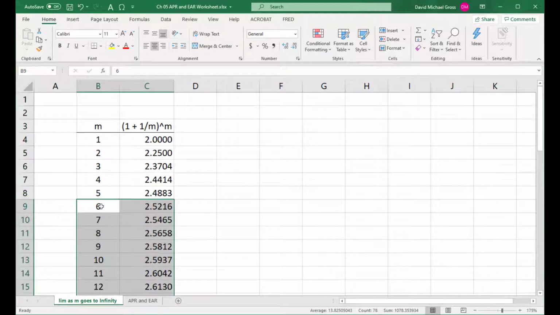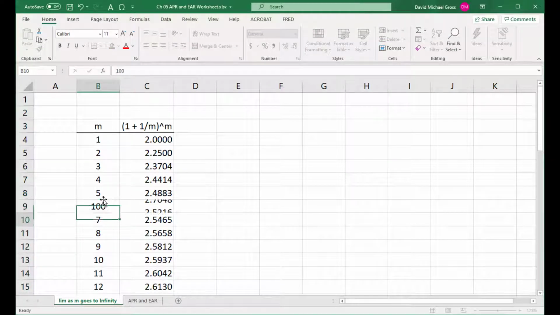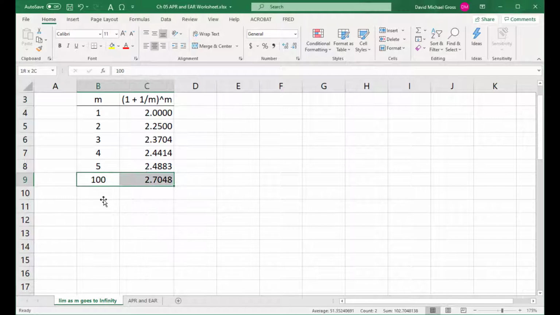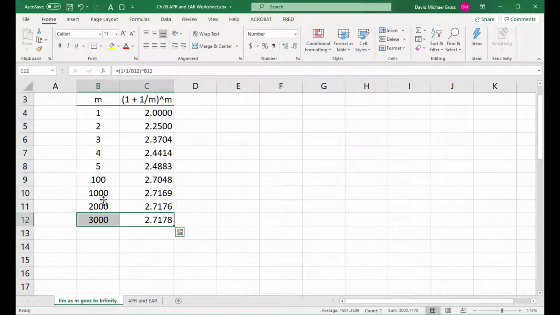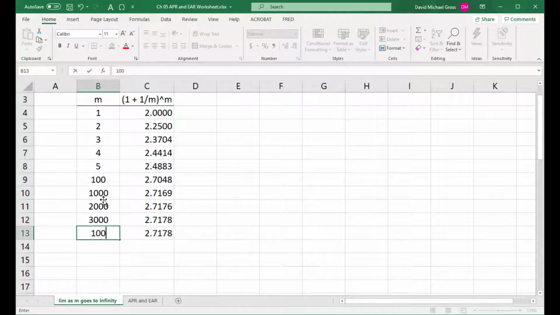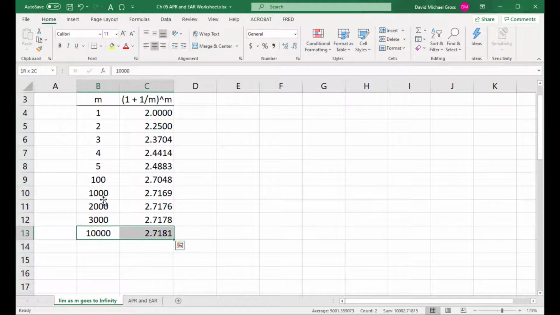And I can go up here and I can just say, well, what happens when this gets to 100? What happens when this gets to 1,000? What happens when this gets to 2,000? Looks like it's pretty much maxed out there. What happens when this gets to 3,000? Looks like I'm pretty maxed out. What happens when I get to 10,000? What about 100,000?